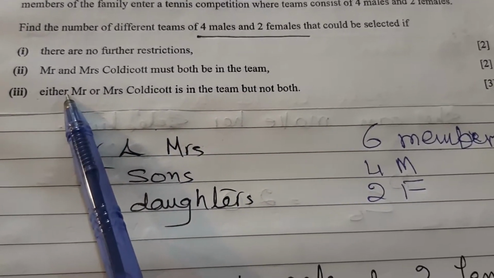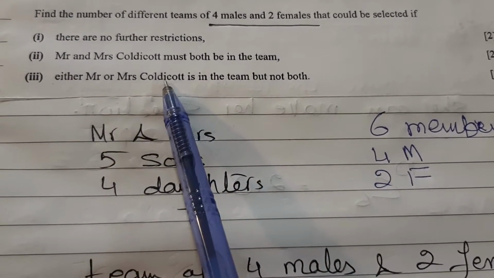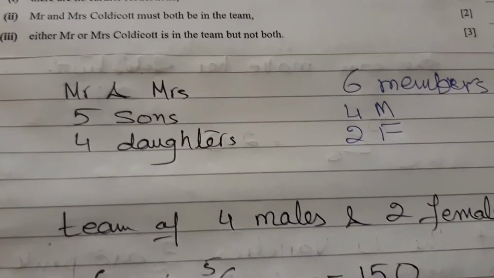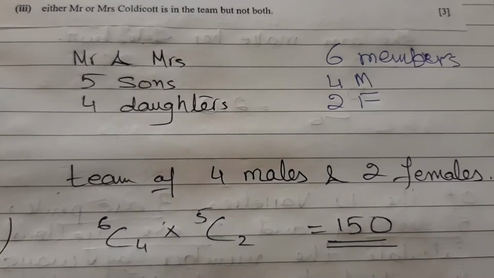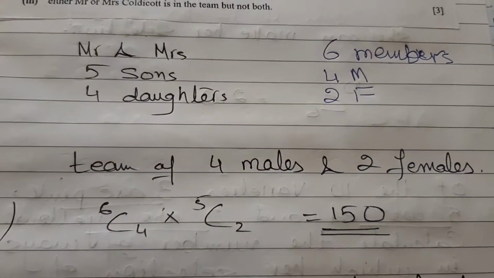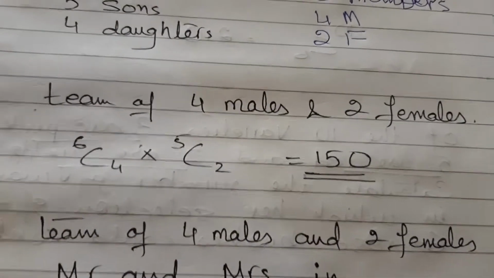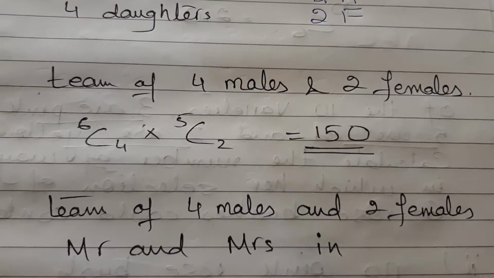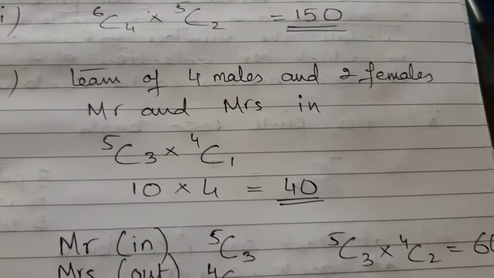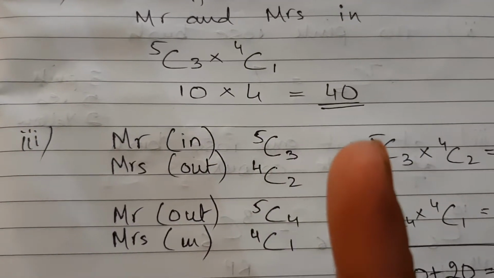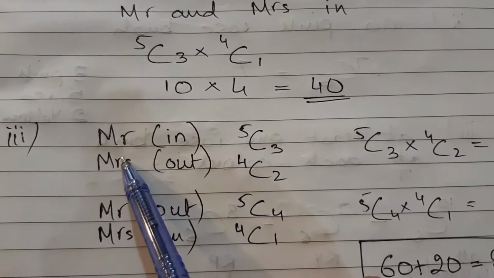Part 3 says either Mr. or Mrs. Caldecott is in the team but not both. So if Mr. is in the team, then Mrs. is out. Or if Mrs. is in the team, then Mr. is out. But remember, 4 male and 2 female we have to select. So you will do this question in 2 steps. First condition is Mr. is in.